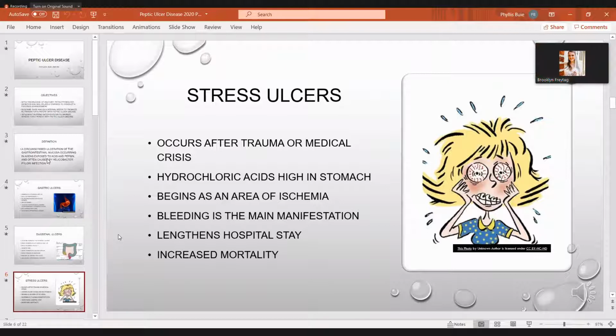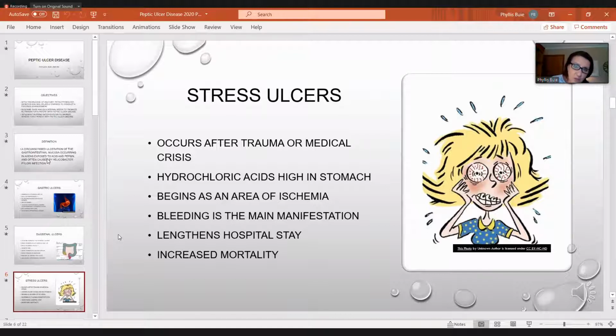The area that has decreased blood flow. Right. So the common manifestation for this particular type of ulcer is bleeding. And we can avoid these stress ulcers a lot of times. Now everybody that comes into the hospital automatically gets put on a proton pump inhibitor. And that's why, because we want to minimize the chance of them developing stress ulcers.